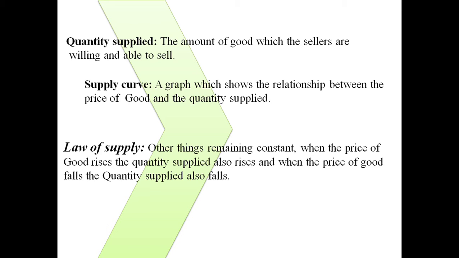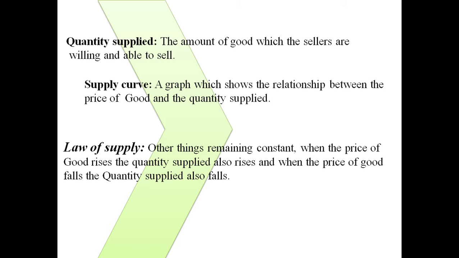Quantity supplied: the amount of good which the sellers are willing and able to sell. They must be willing to sell their product and they must have all the important resources required to be present at a marketplace. What is a market? We have already discussed it in our previous video. Go back and check it out.